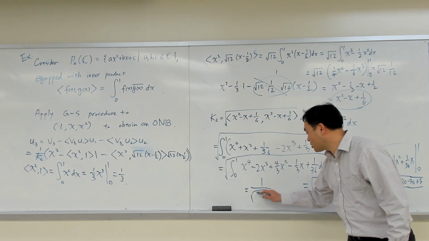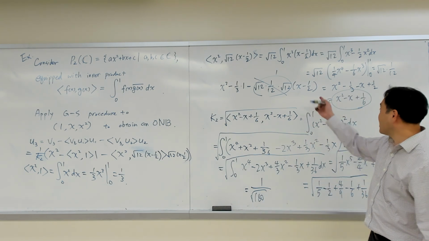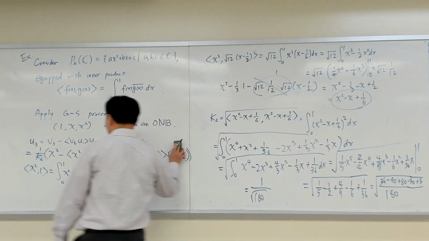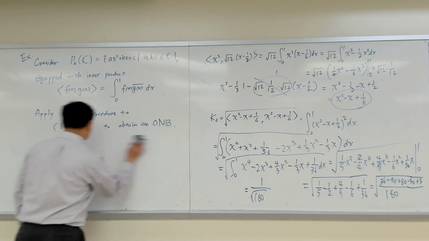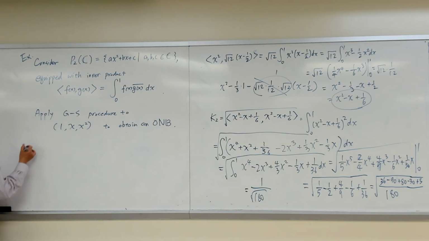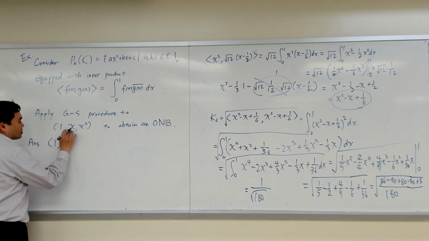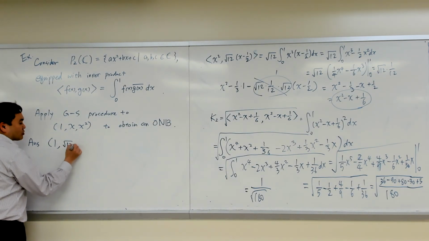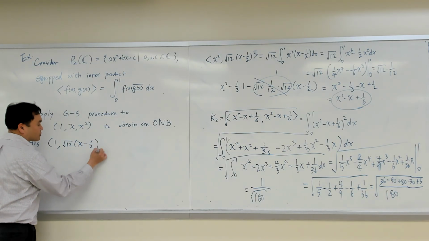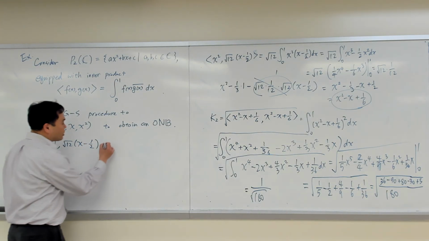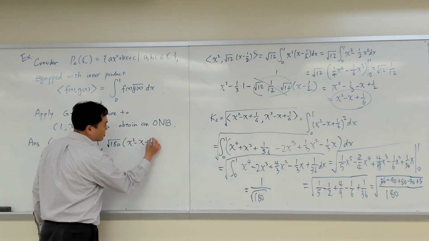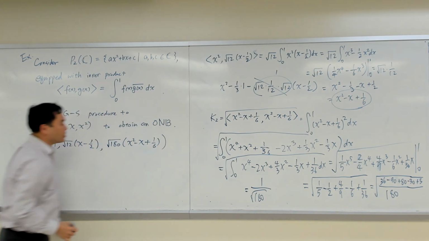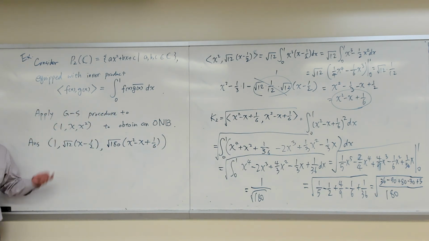So this is going to be 1 over square root of 180, so that when you divide, so here's the answer. Okay. So you get some horrible answer. If you are following all the calculation, 1 stays as 1, but the next guy will be square root of 12 times x minus 1/2. And the last guy will be square root of 180 multiplied by x squared minus x plus 1/6. Okay? So that's an orthonormal basis.